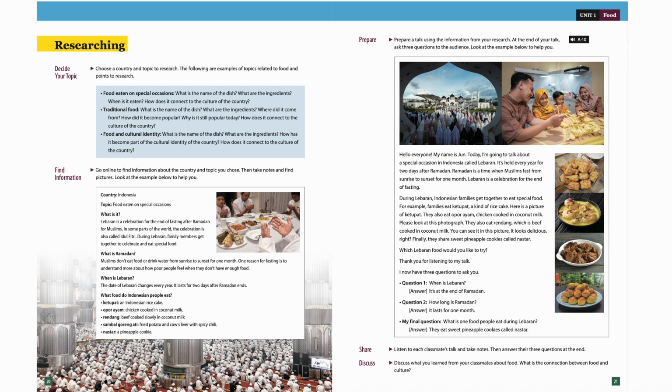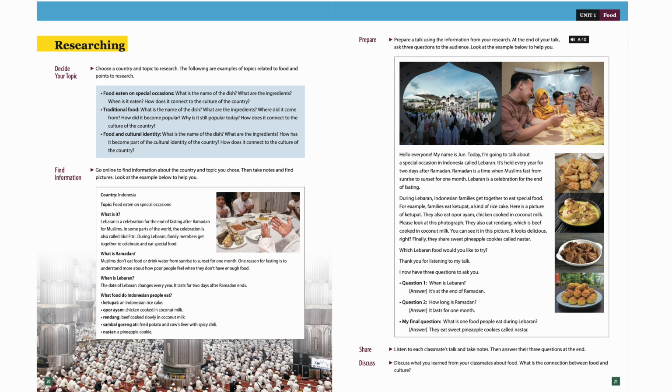Finally, in researching, students bring all of the subtopics of the unit together. They can choose a dish from any country, research it online, and give a short presentation about it. An example about the foods enjoyed during Lebaran in Indonesia is provided to scaffold the activity.